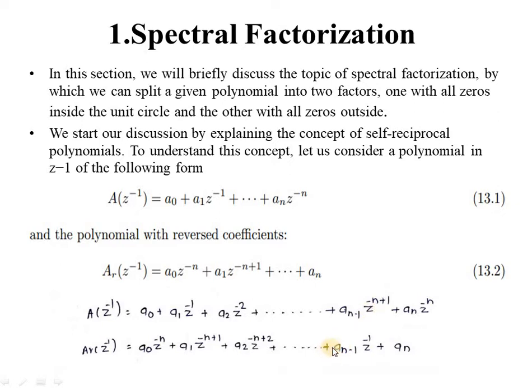Therefore it becomes a(n-1) z^-(n-1) ... and this a0 into z raised to 0, therefore it becomes only an. From these two polynomials you can understand how we write this reverse polynomial.